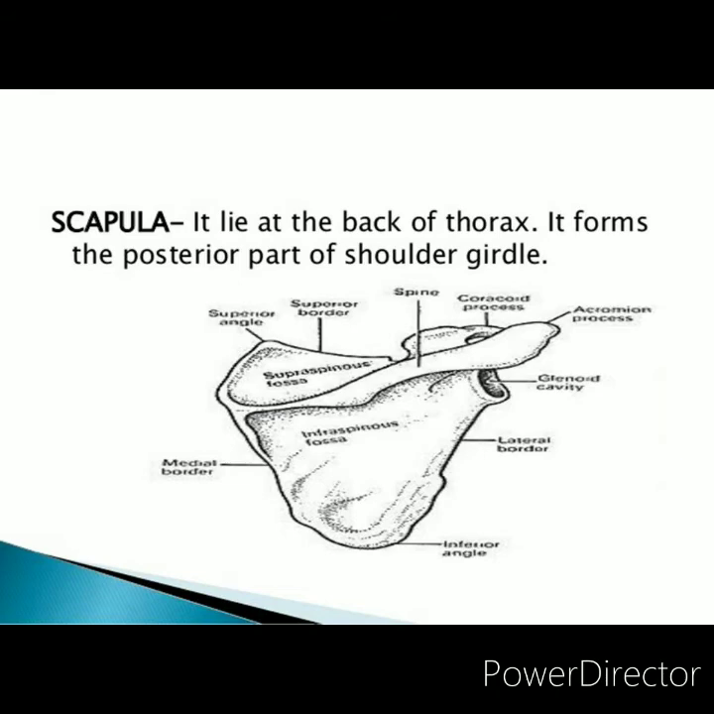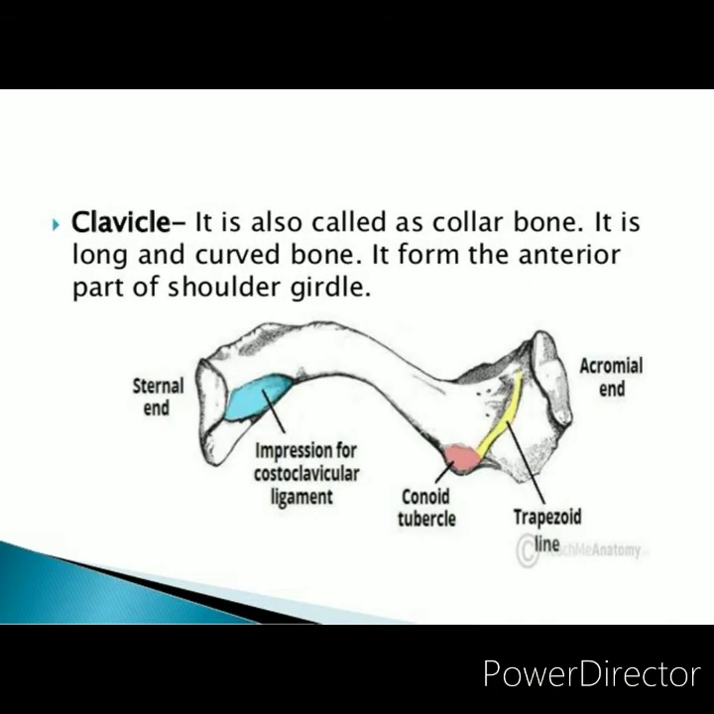Next is the clavicle. Clavicle I have already told, right? It is also called the collarbone or beauty bone. This is a long and curved bone. As you have seen in the picture, it forms the anterior part of the shoulder girdle. Anterior means the front. Okay, the front part of the shoulder girdle, the shoulder joint.